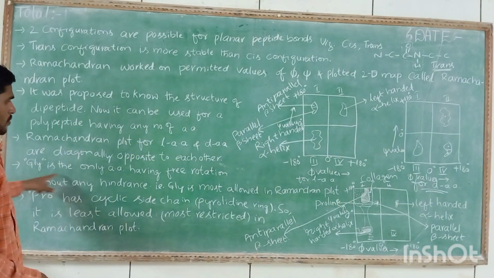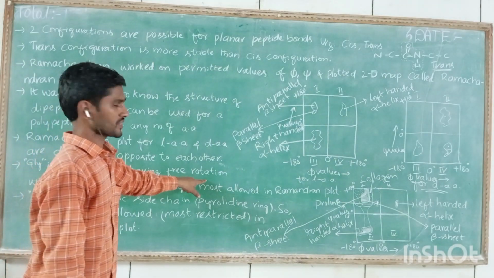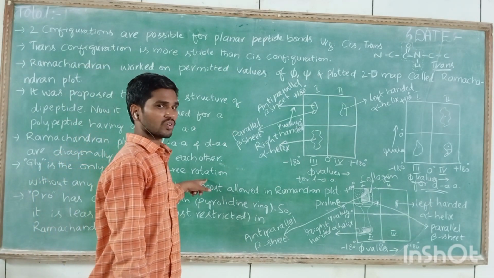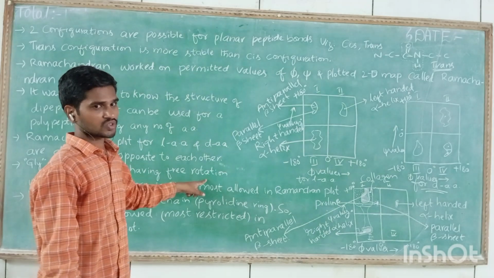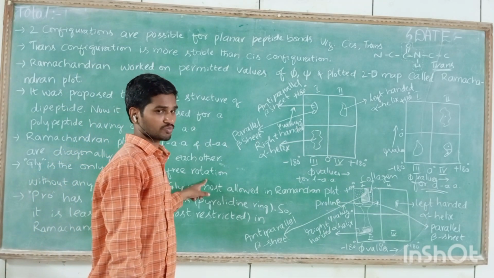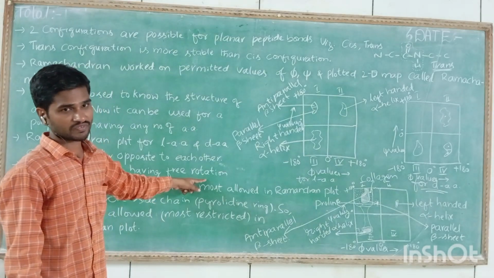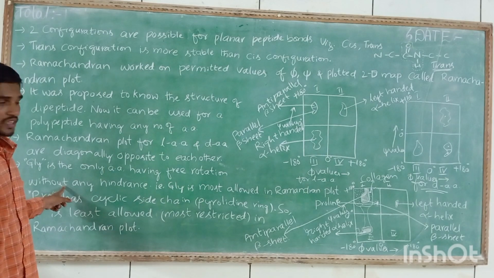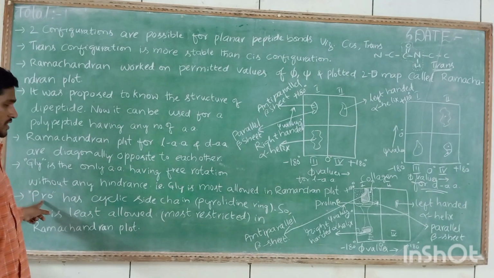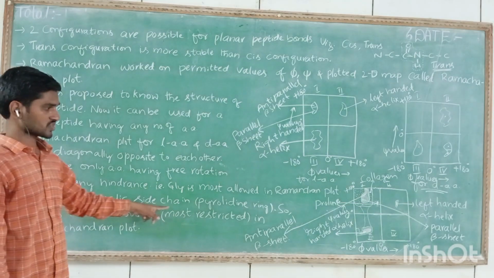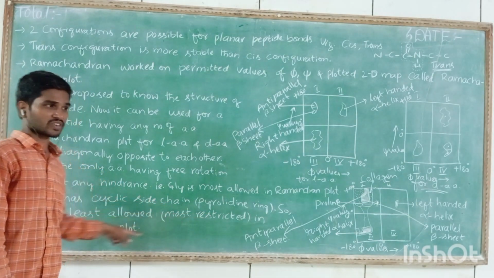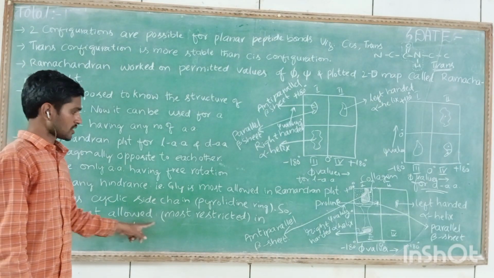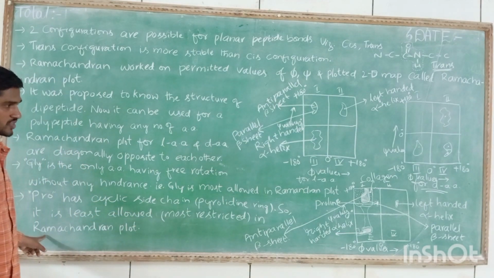Glycine is the only amino acid having free rotation. If you see the structure of glycine, the alpha carbon has no bulky groups. It has only two hydrogen groups, which are not bulky, so it is free to rotate. As a result, it is mostly allowed in the Ramachandran plot. In the case of proline, it has a cyclic side chain, that is a pyrrolidine ring in its structure, which is mostly rigid. So we can say it is least allowed or most restricted in the Ramachandran plot.